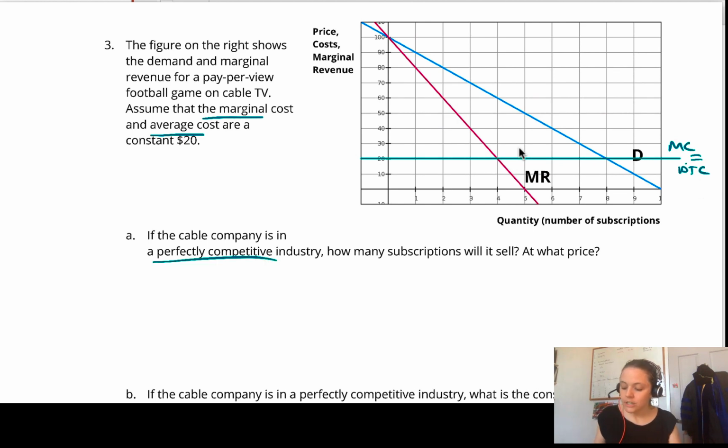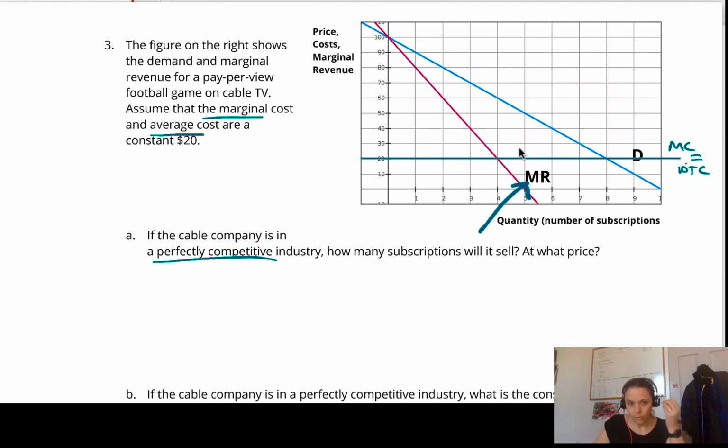And so the first question is actually about what happens in a perfectly competitive industry. So in a perfectly competitive industry, we can't use this marginal revenue curve because this marginal revenue curve assumes that you're a monopolist and you have some control over the price. If you're in a perfectly competitive industry, you have no control over the price. So how do we know from this graph what the market price is going to be? Usually we're told it.